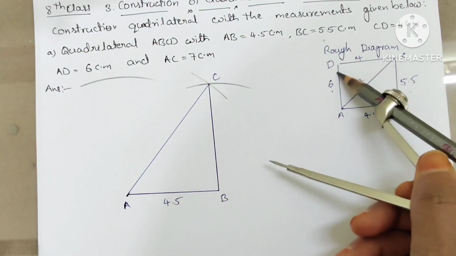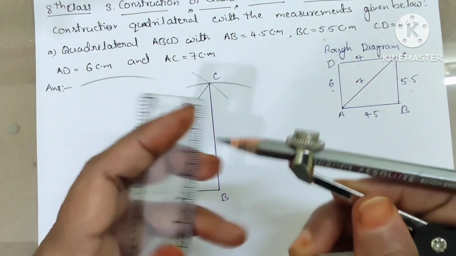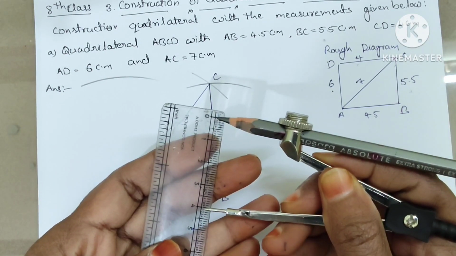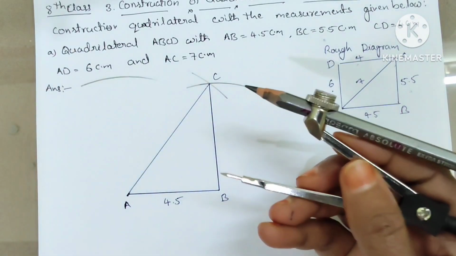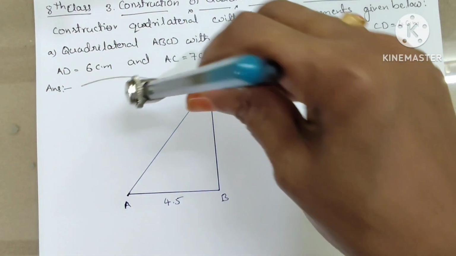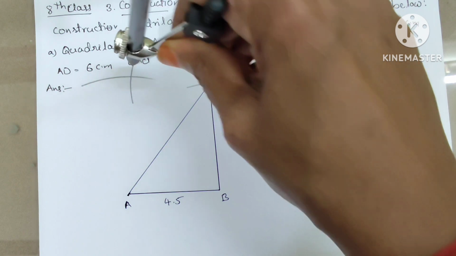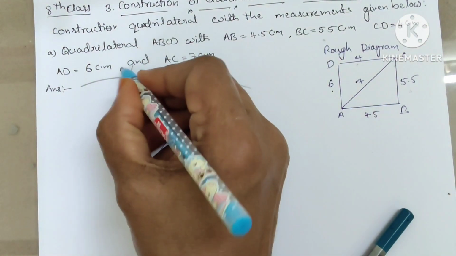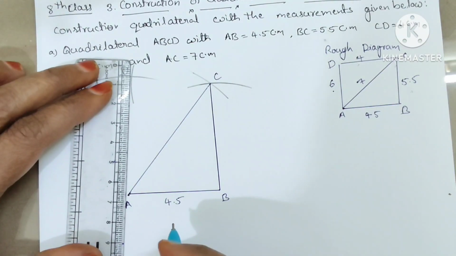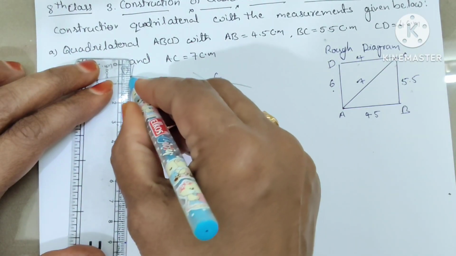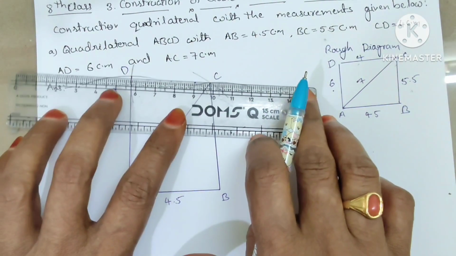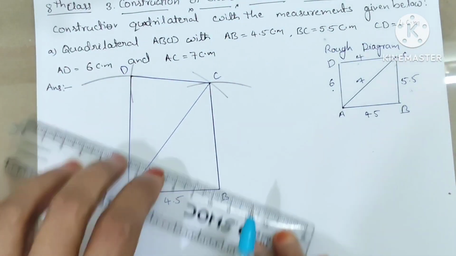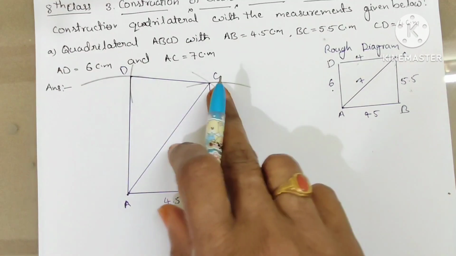Now C to D is 4 centimeters. Use scale and rounder and take 4 centimeters. Based on C, draw one arc that touches the previous arc. Now this point is D. We write D. Join D and A. Join D and A points. Next D and C points. Now this is the quadrilateral ABCD.